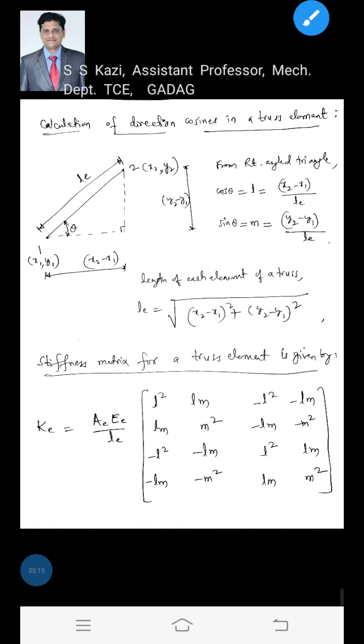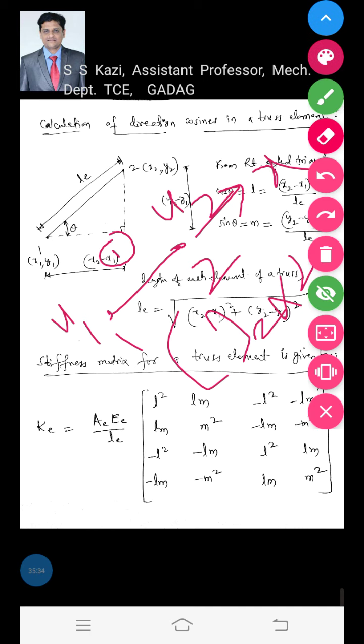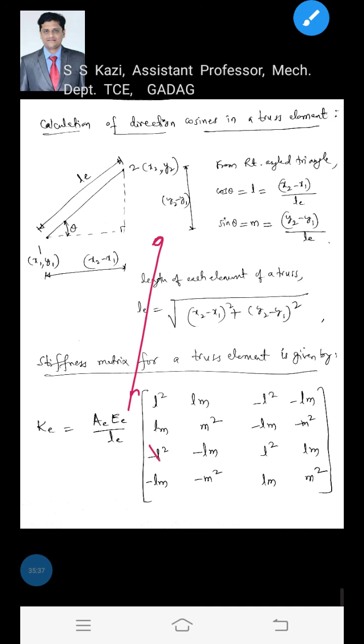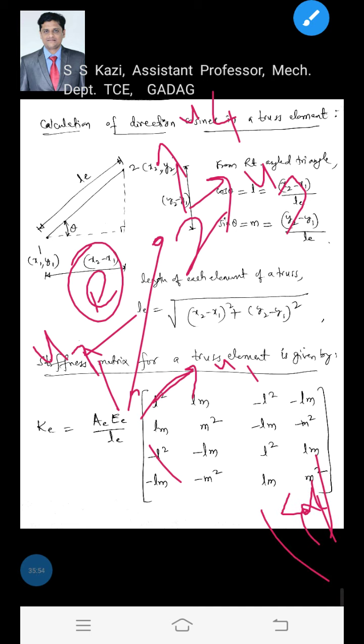And one more difference: for a single element of a bar having two nodes, each node is permitted to displace only in x direction, hence the degrees of freedom at each node is 1, total 2 degrees of freedom, so the stiffness matrix is 2 cross 2, that is 1 minus 1 minus 1 1, the formula. In case of a truss element having two nodes, at each node there are 2 degrees of freedom, hence the order of the stiffness matrix will be 4 cross 4.